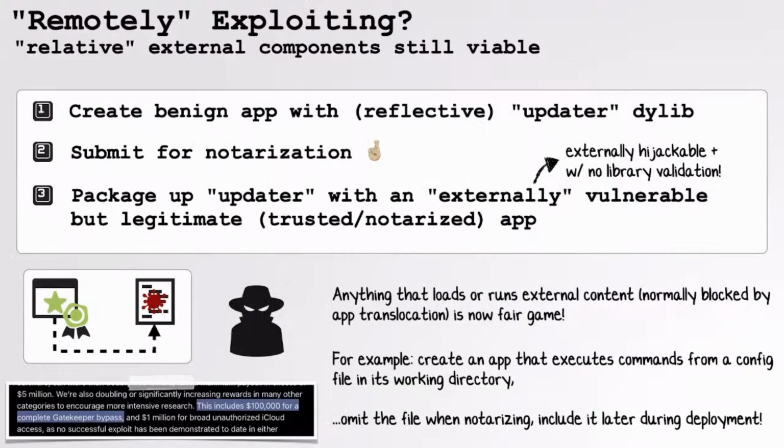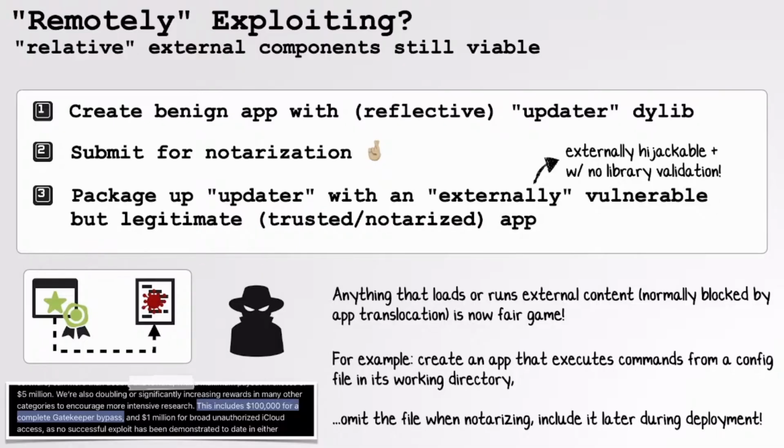So what I would do, because we still have to deal with notarization, is first create a benign application that has a dynamic library that does something interesting. For example, downloads and executes in-memory payloads. Let's submit this to Apple, get them to notarize it, because we're not doing anything suspicious yet. Then take that now notarized dynamic library and package it up with a trusted application that has a vulnerable Dylib hijacker.